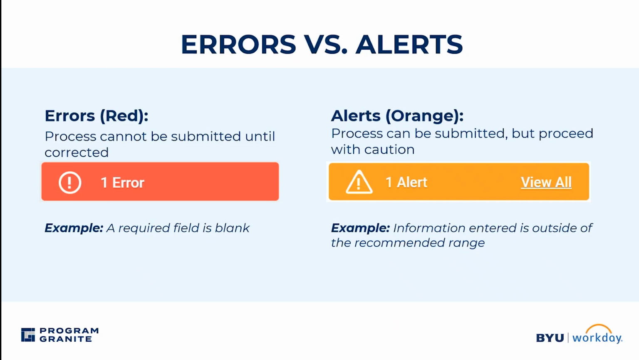Any other questions? Okay, so you're going to see two notifications on top, errors versus alerts in Workday. Errors are going to come through red. You cannot submit until you resolve the error. It will not let you approve or submit it until you resolve it.